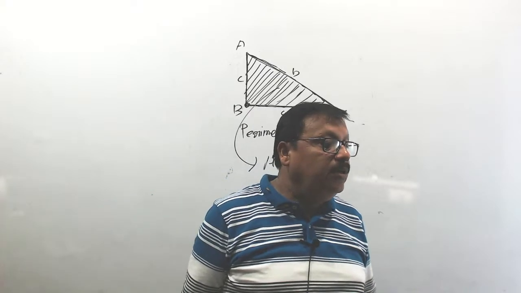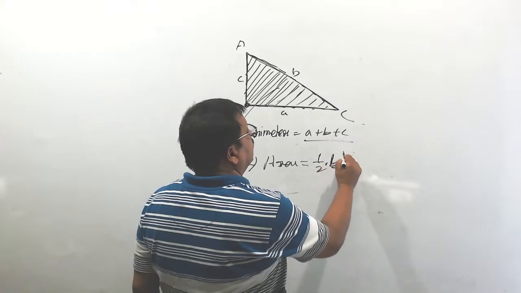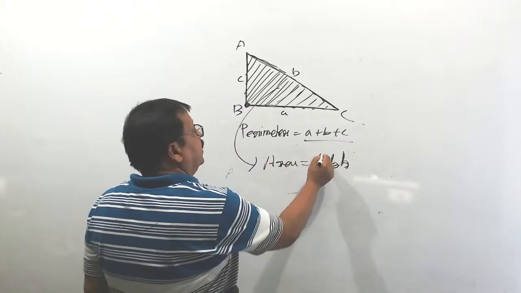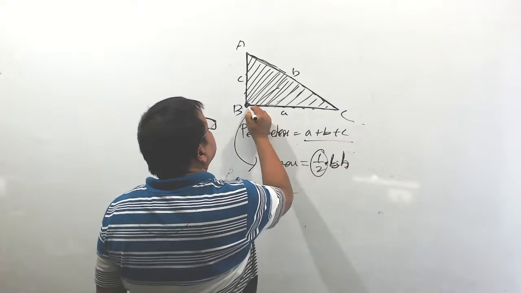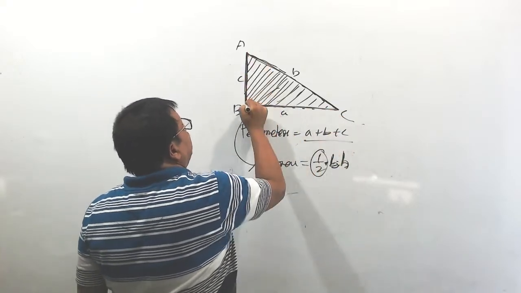No. And the area of the triangle is half into base into height. Half means the numerical value, product. Base means this length and height means this length. If you consider this base, this will be the height.